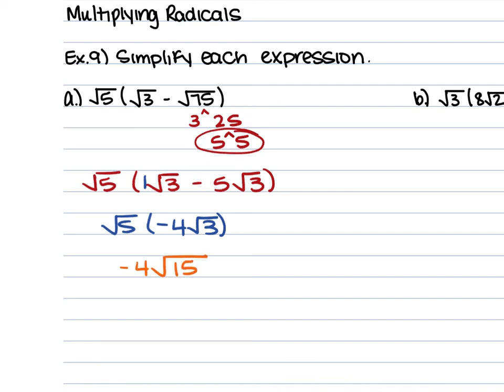The reason why we have the square root of 15 is because that 5 is underneath the radical, that 3 is underneath the radical. They multiply with one another since your indexes are the same. That negative 4 just stays in front of the radical.